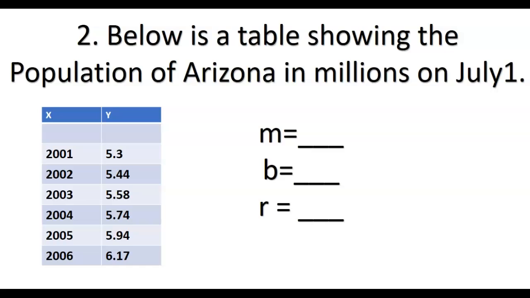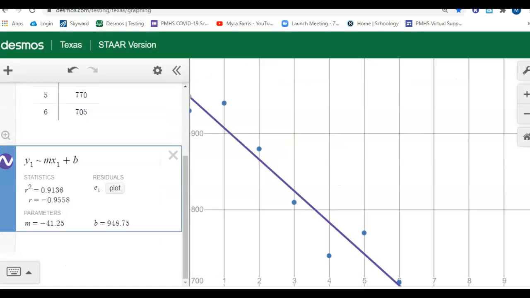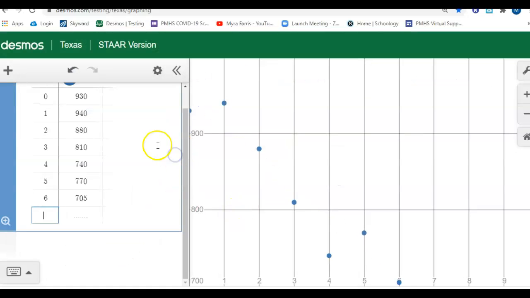Here's another set of data. This is the population of Arizona in millions on July 1st. Most of the time when we have dates, instead of typing in all of 2001, we just change that to a 1. That is simply to make typing easier. So, I would take that data and type it into Desmos.